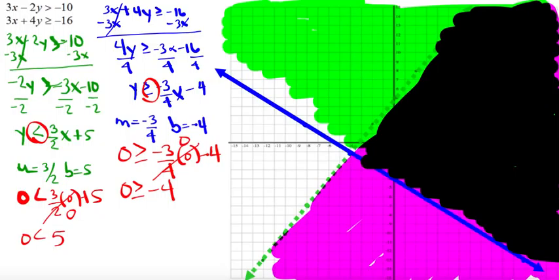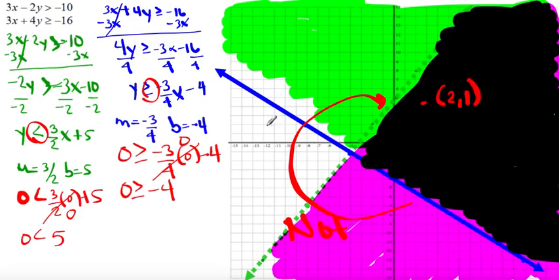Okay, so my solution to this system is everything in black. So for example, like 2, 1 is a solution. And then everything that is not in black, so everything that's in green, white, or pink is not a solution. So all of this is not a solution. So one example of a non-solution is like negative 12, negative 12, 2.